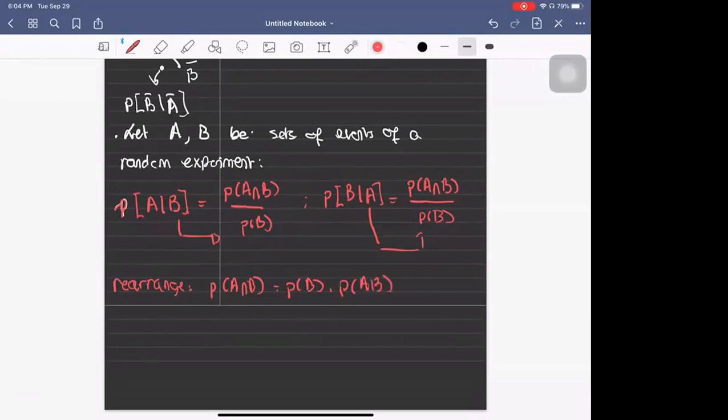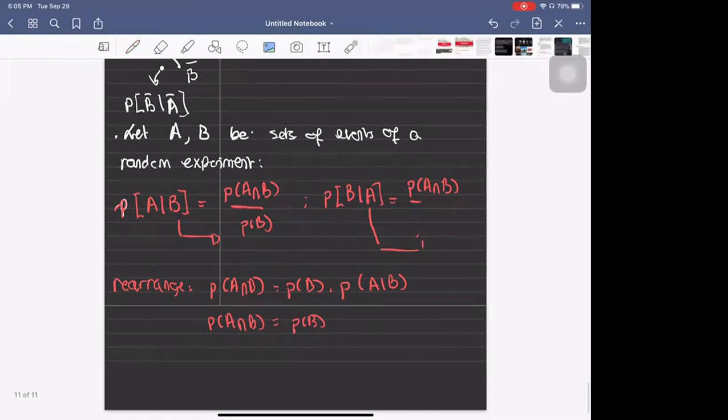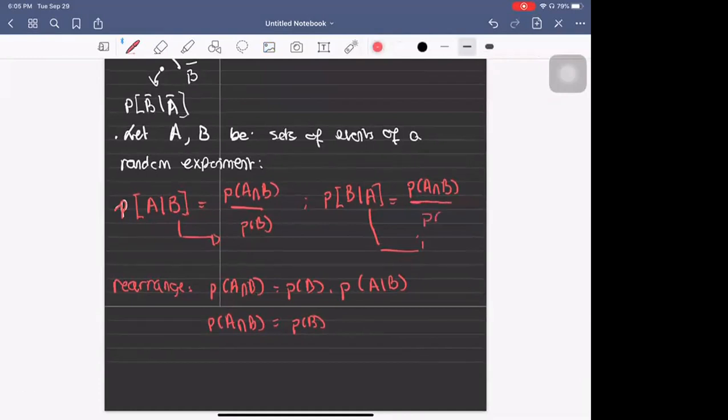I have to pay attention in my writing. P of B times P of A. Yeah, you see, I have to make sure I'm not saying stupid stuff, which I currently am. There we go. In that case, probability A times probability B given A.